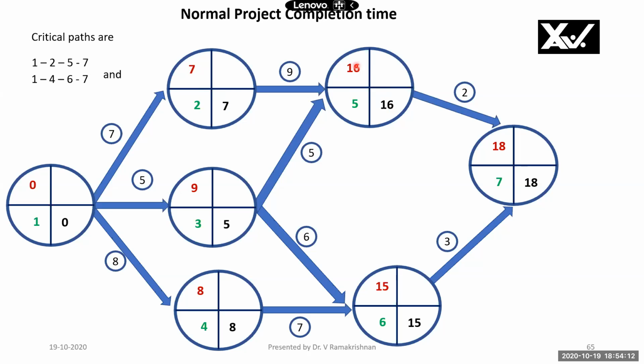Ending node EL and L should be the same. E and L are 16 here. E and L are 7 here. The difference between 16 and 7 is 9, the activity duration. So this is the rule for the critical path.